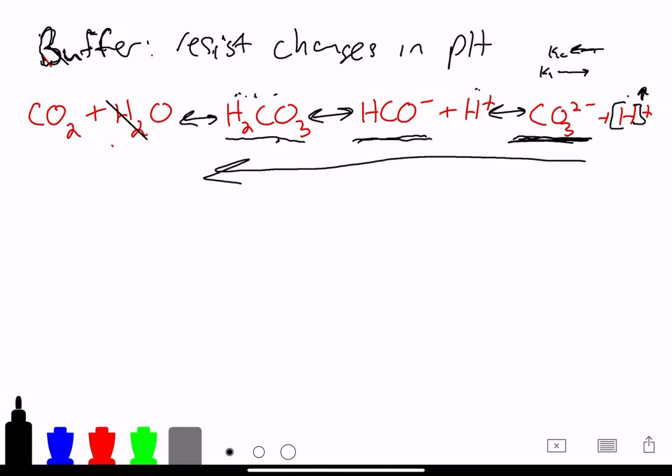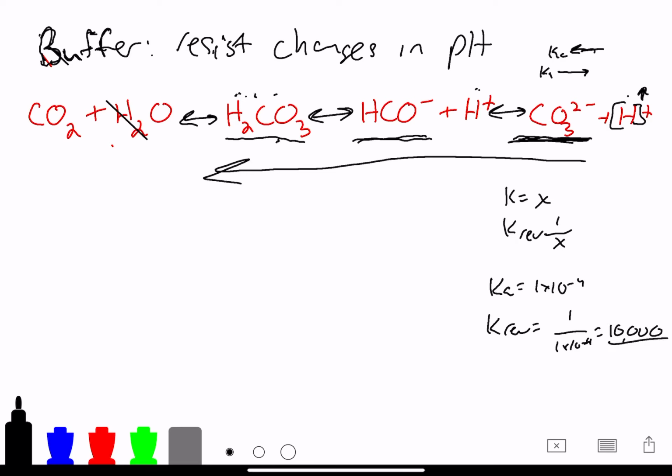Because if you remember, if K for a reaction is equal to a number, then the K reverse is equal to the reciprocal of that. So I don't know what the K is for this, but it's small. So let's say K is 1 times 10 to the negative 4th power. Then the K for the reverse would be 1 over 1 times 10 to the negative 4th power, which is equal to 10 to the 4th, which is 10,000, which is really big.